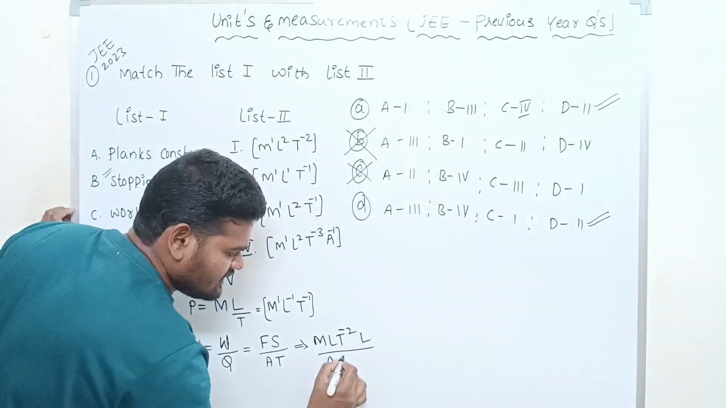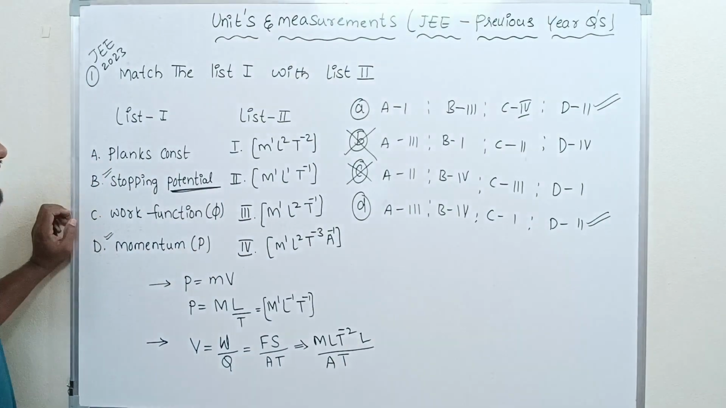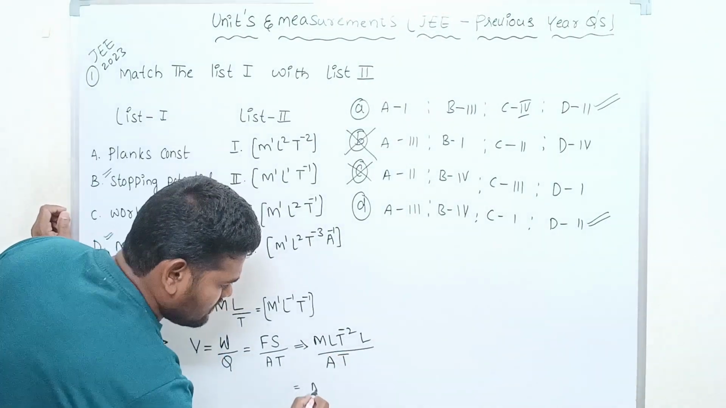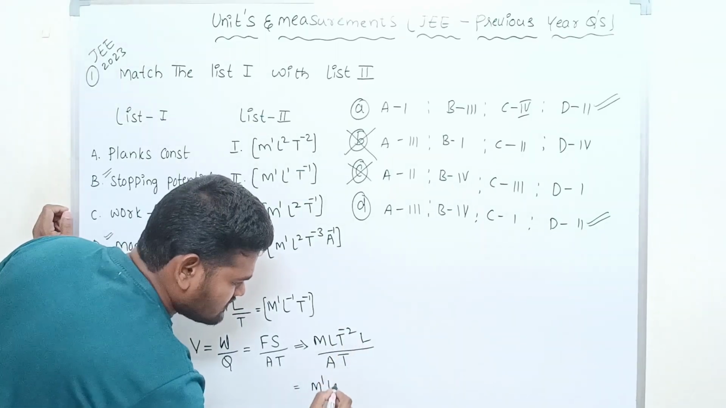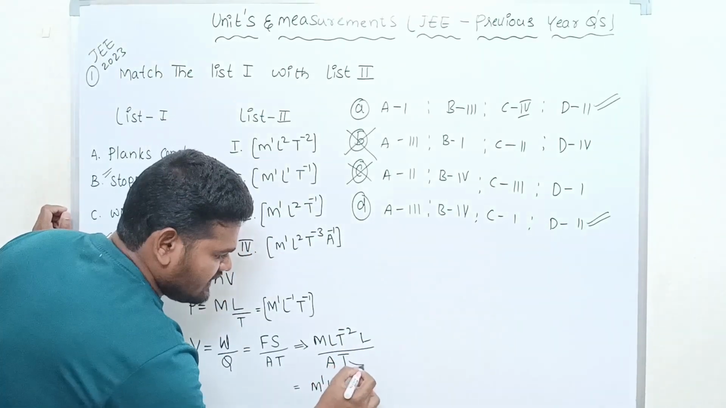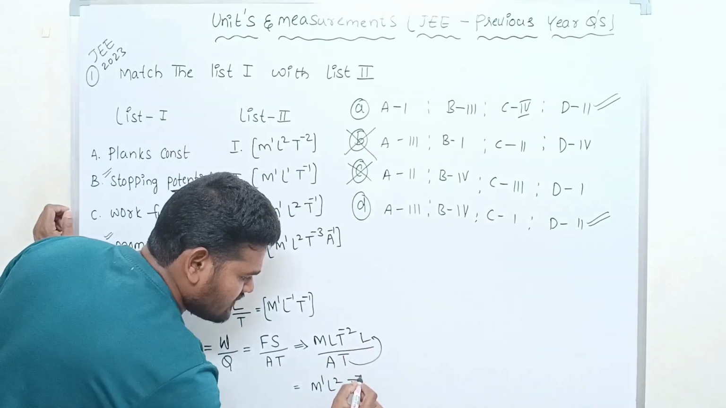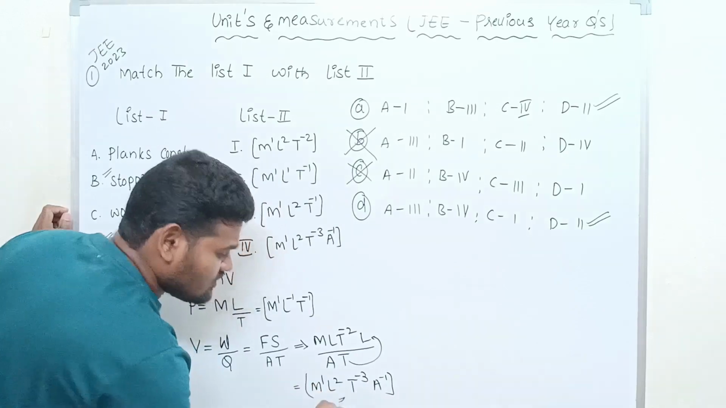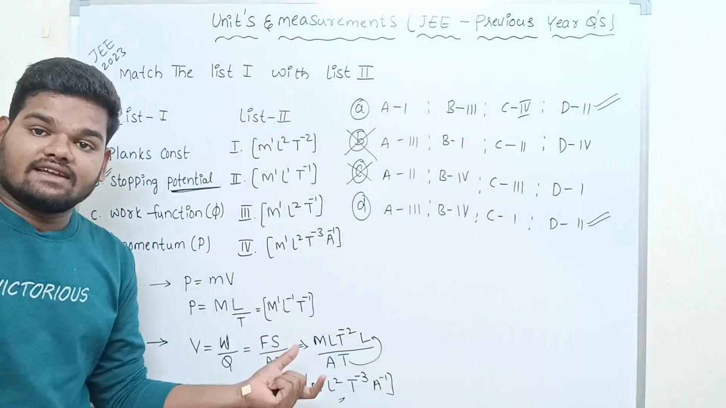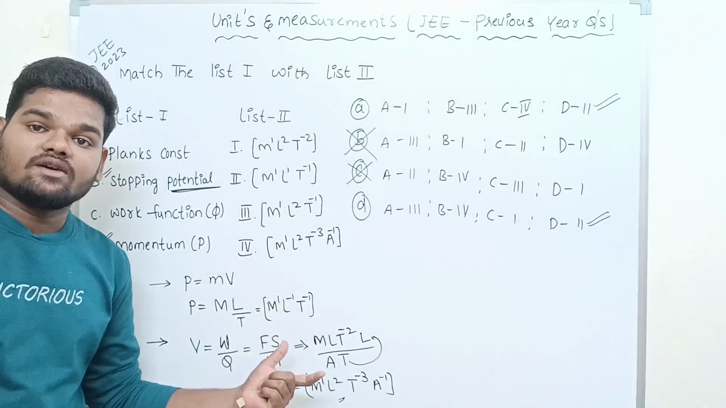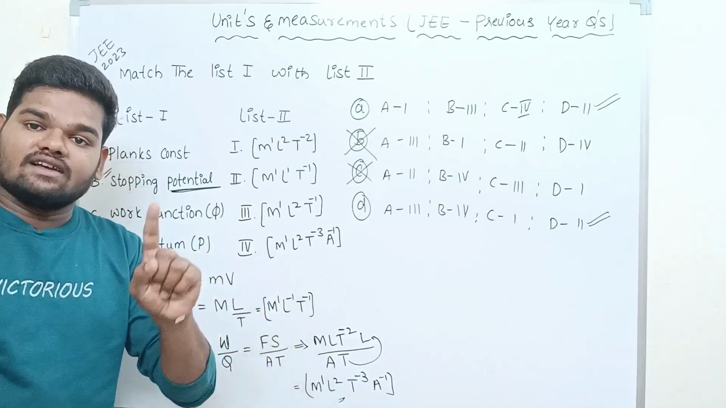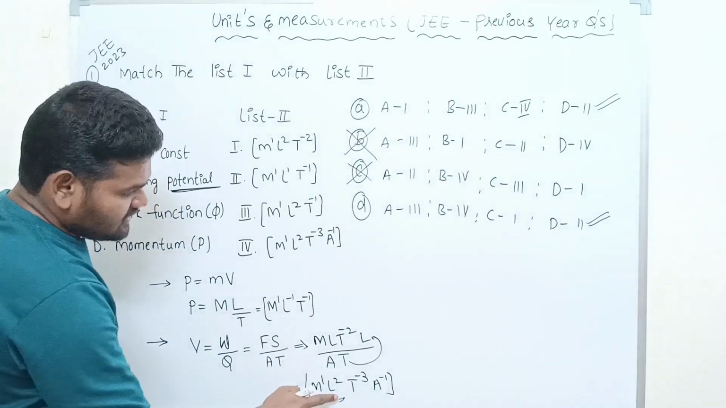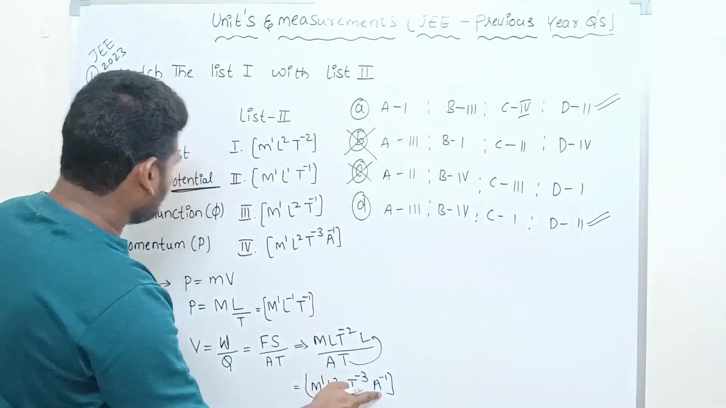T means time. Okay, so have a look. L into L gives L square. So M power 1, L into L, L square. If T comes to the numerator, it becomes T power minus 3, and if A comes to the numerator, it becomes A power minus 1. All these things we discussed in the second lecture of units and dimensions. If you have any doubts, go and listen to that lecture, come back here and solve the problems. So we got M power 1, L square, T power minus 3, A power minus 1.